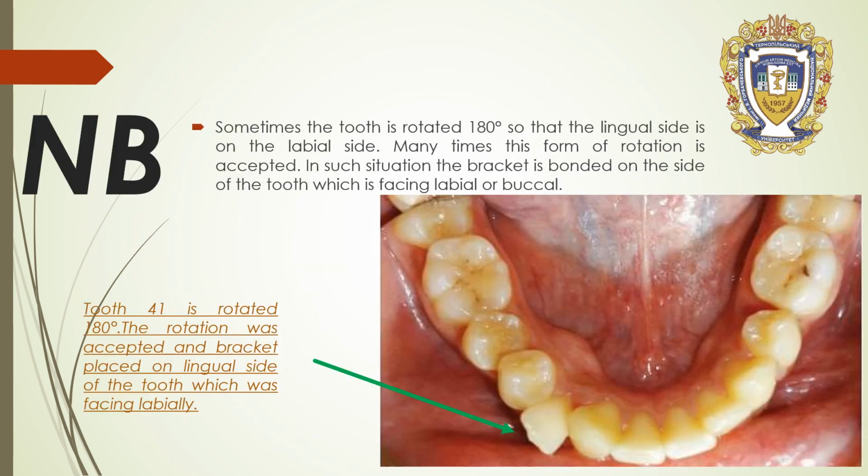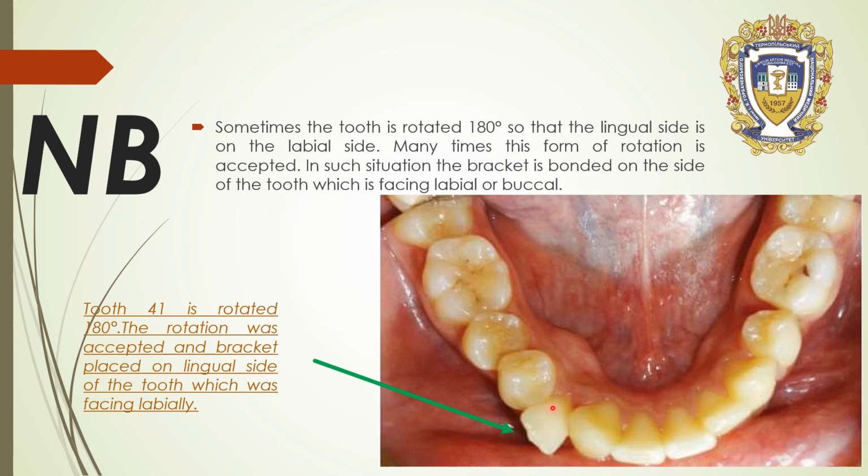But please, doctors, nota bene. Sometimes the tooth is rotated 180 degrees, so that the lingual side is on the labial side. Many times this form of rotation is accepted. In such a situation, the bracket is bonded on the side of the tooth which is facing labial or buccal.